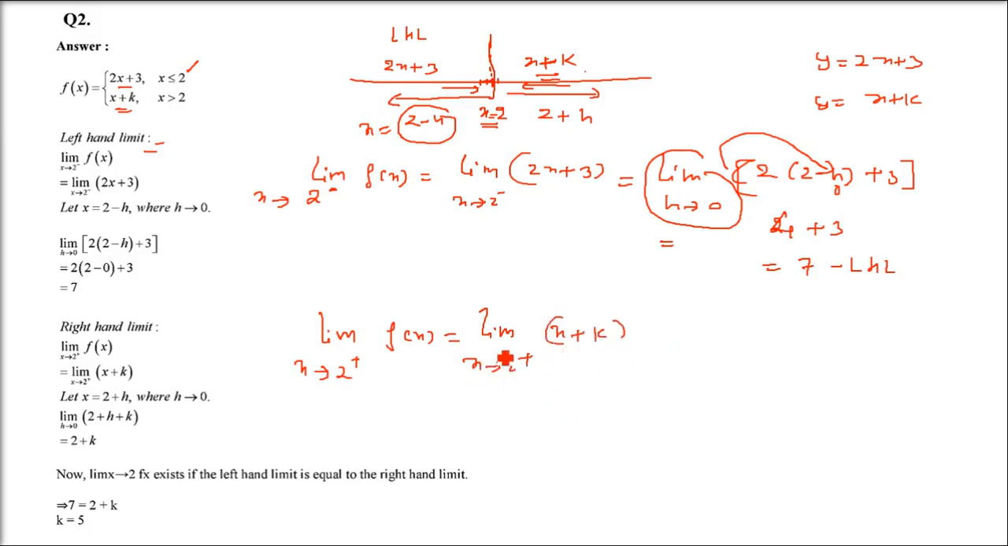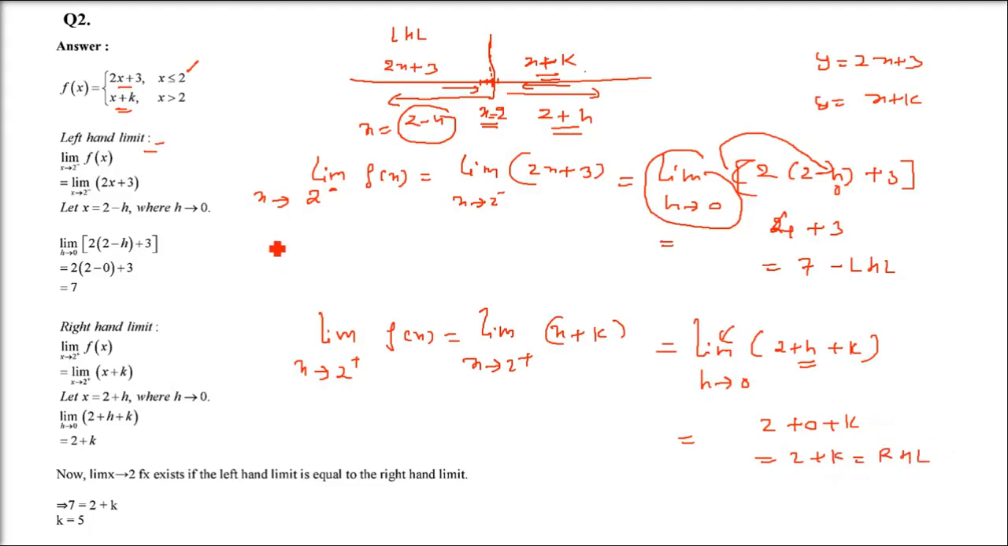Now in this x plus k, we have to replace 2 plus by 2 plus h. So we have to replace the limit also. It will be h tends to 0. So in place of x, you put 2 plus h. So 2 plus h plus k. Now h is tending to 0, so when we put h as 0, we'll not use the limit. So you have 2 plus k. This is the right hand limit.